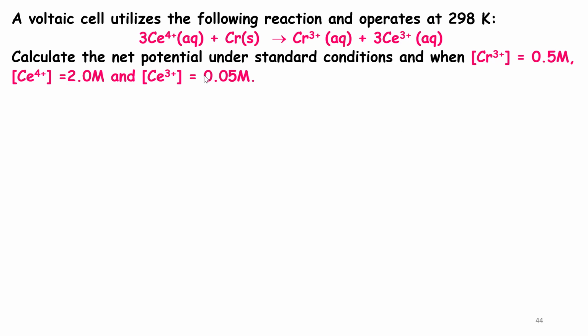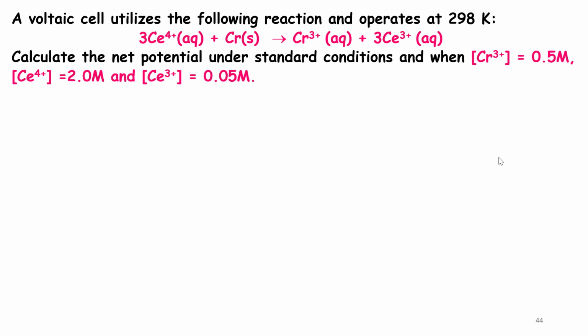Welcome everyone. We're going to work on this redox problem here. So I'm going to read out the problem before we actually start working on this question. The problem says a voltaic cell utilizes the following reaction and operates at 298 Kelvin. And the given equation is 3 cerium 4 plus aqueous plus chromium solid gives you chromium 3 plus aqueous plus 3 cerium 3 plus aqueous.